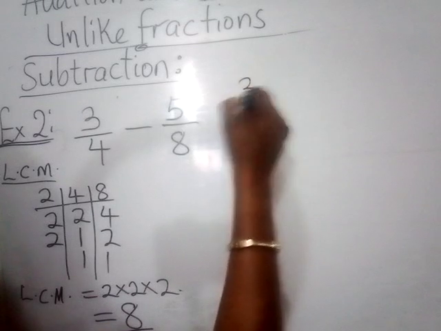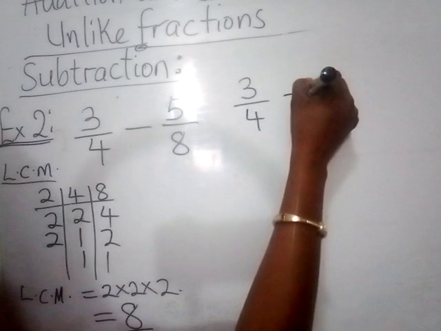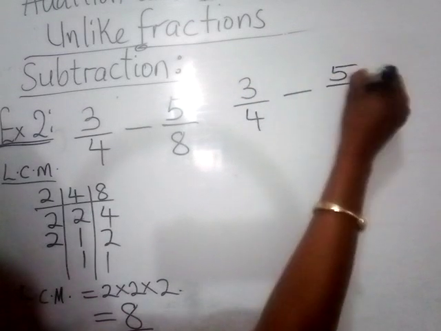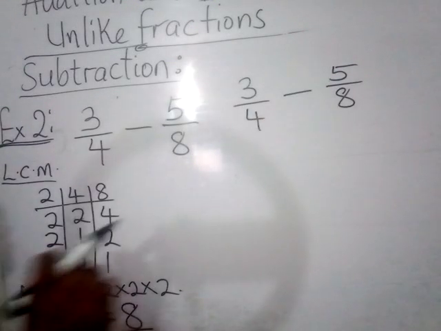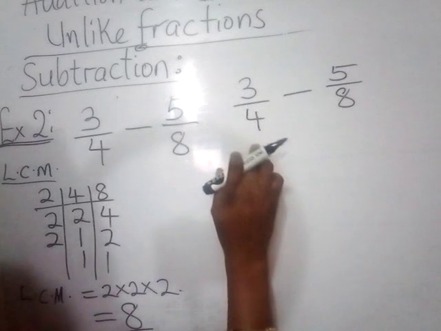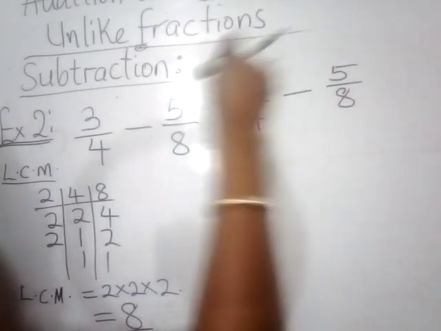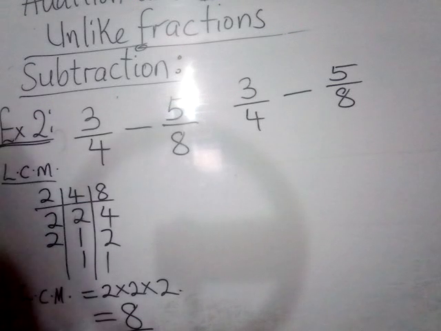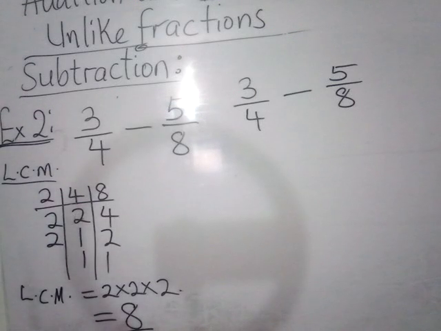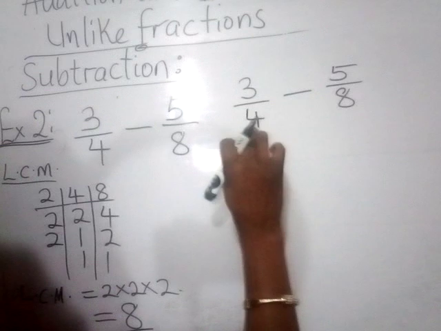So let's write 3/4 minus 5/8. Now I know, looking at it literally, one would be tempted to think that this other fraction is bigger than this. But let's work it out. Once we have a common denominator, you can figure out which is actually bigger. Okay, so let's go on.